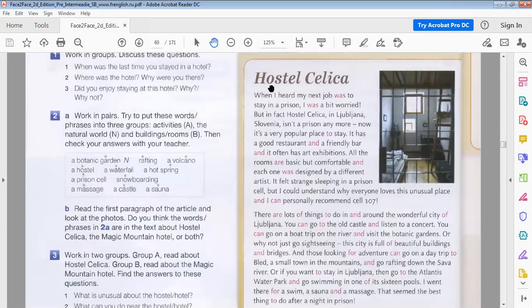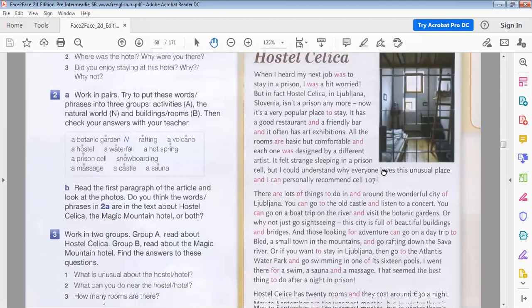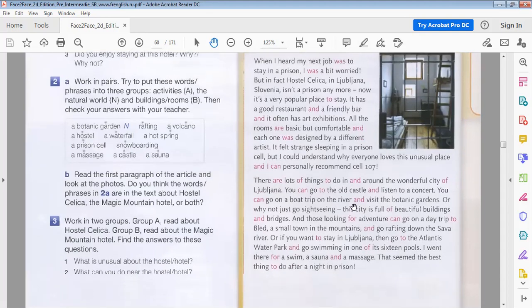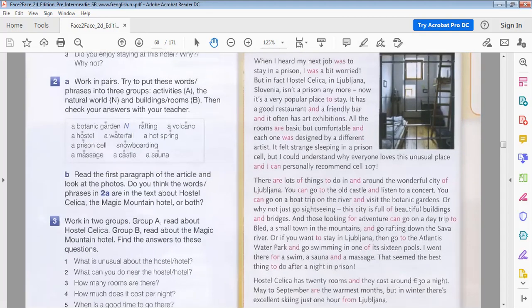All right, so now I want you to read about the first place. It's called Hostel Selitsa. I think it's pronounced Selitsa. If the writing is too small, just zoom on your screen with your fingers like this. Start from the first word in the article, and the last one is this word. Take your time, and when you're finished, let me know so we can read the second article.